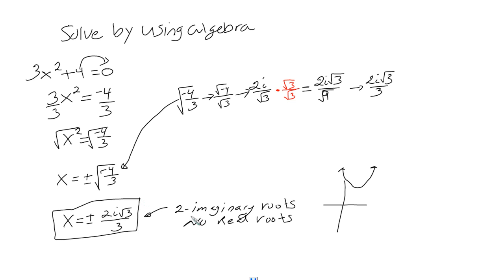And here we just took a little bit of extra time just to describe these roots. So these roots are 2 imaginary roots, and that's because the parabola does not have any x-intercepts. So you could say 2 imaginary roots or no real roots. Okay, let's try another one.